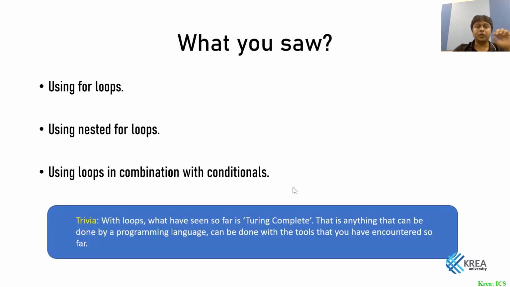So here's a bit of trivia. With loops, what we have seen is something that's so-called Turing complete. That is, anything that can be done by a programming language can be done using the toolkit that you've developed so far. Now, basically, this is the bare minimal toolkit that you have so far. It's not ideal in the sense that there are many things that are slightly painful to do with this, but with this you can do everything that can be done in the Python programming language, or in any programming language. If you can do something, you can actually do it using the toolkit you've developed so far in this course.